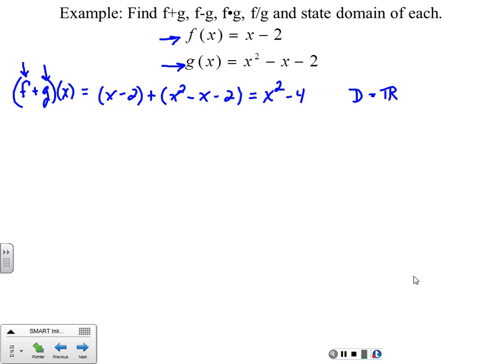Double bar R from negative infinity to positive infinity, or if you even want to write all real numbers, that's fine. All right, for the subtraction, f minus g.